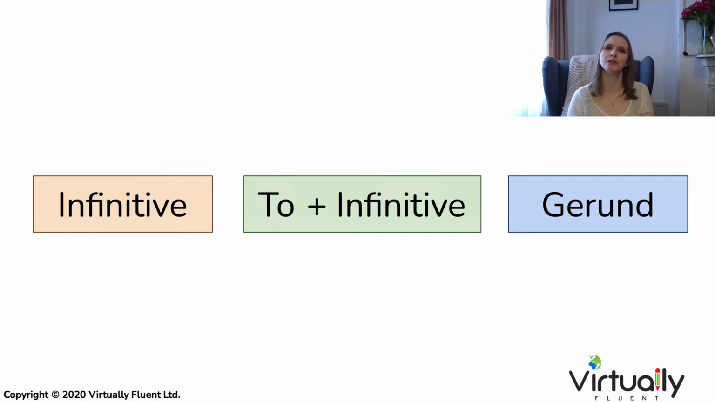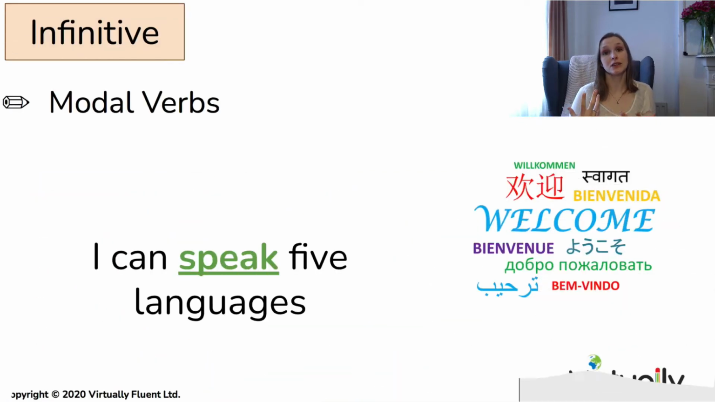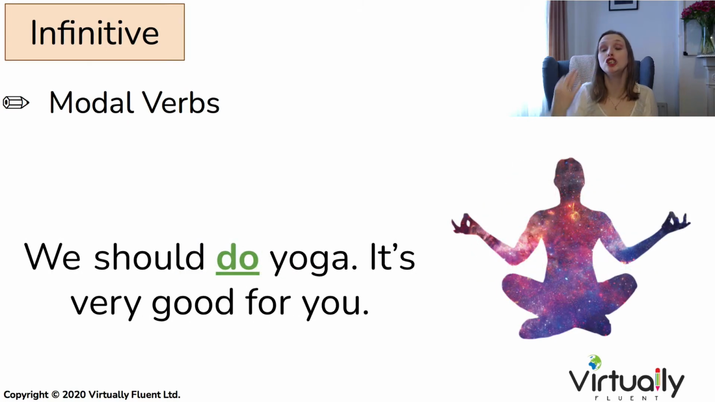Let's have a look at why we would use the bare infinitive. So this is mostly used when we have a modal verb in the sentence. All modal verbs will be followed immediately by a bare infinitive verb. For example, I can speak 4 languages. We should do yoga. It's very good for you. Speak and do, both in the bare infinitive form. There are some other verbs, more complicated verbs, that are also followed by the infinitive. We will talk about these in a later video because these are a little bit more complicated than basic modal verbs in English.